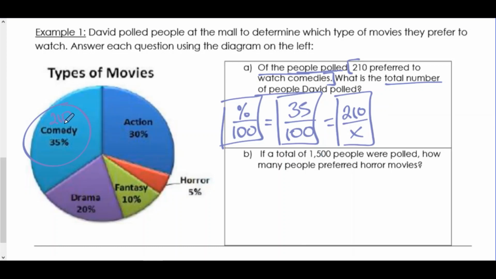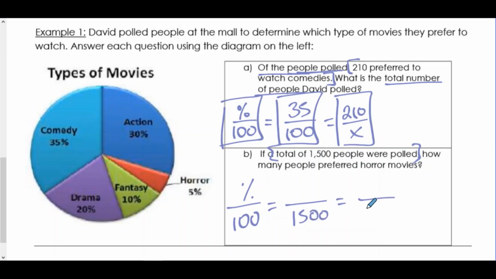The second question, we're going to treat this as a whole new question. We're basically ignoring this total that we just found. If a total of 1,500 people were polled, that's our total. So again, I already know I'm going to use a percent because this pie chart represents percent out of 100. So I know this is my total. I'm going to start by putting that on the bottom.